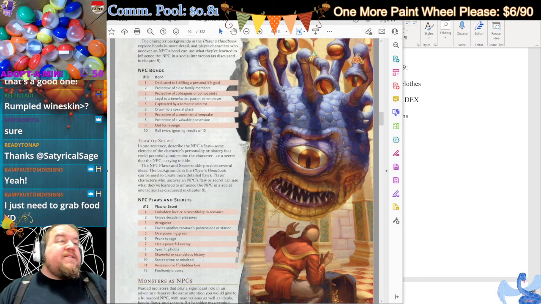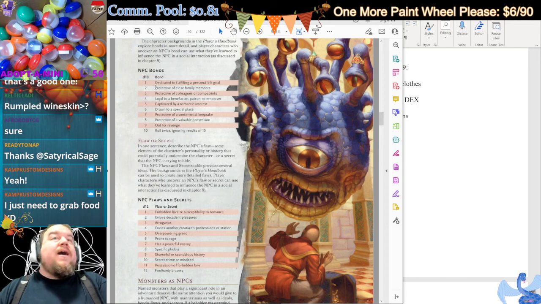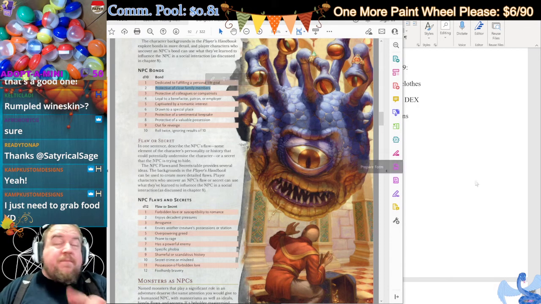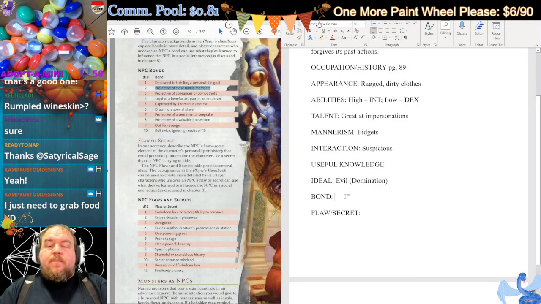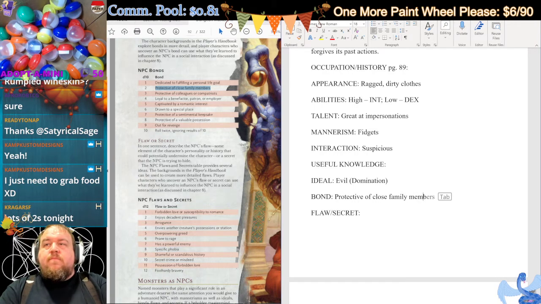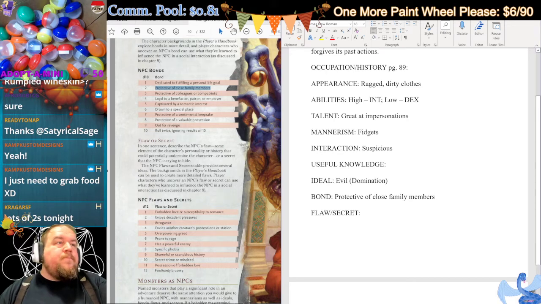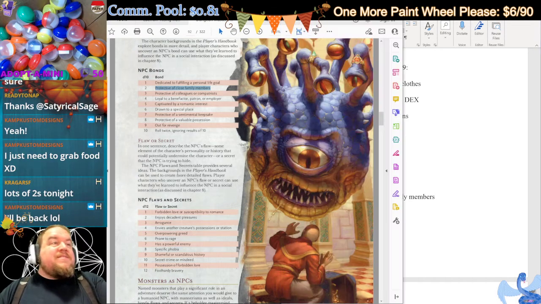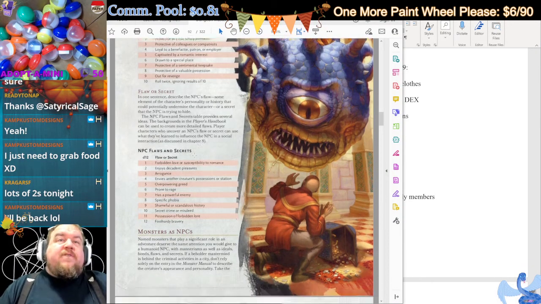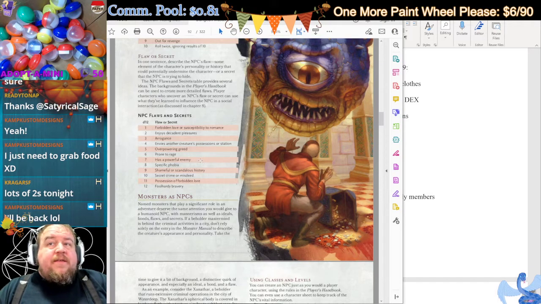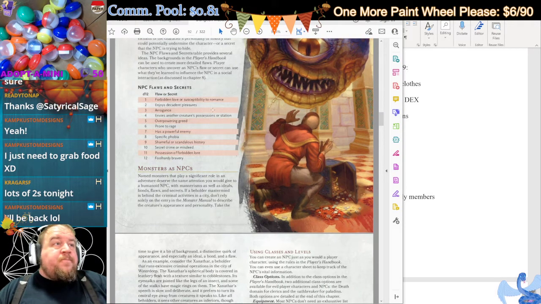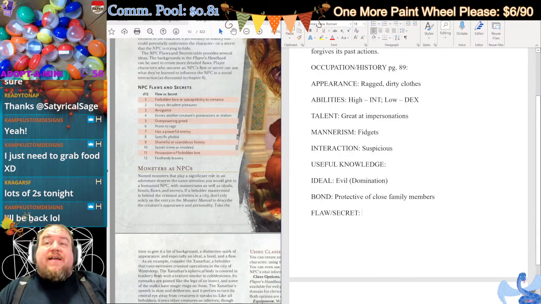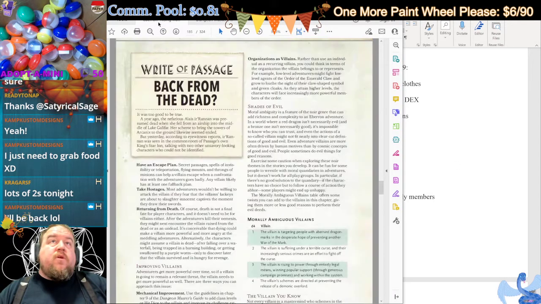You roll the 1D10 and it lands on a 2. Ah, protective of close family members. And lastly, what is a flaw or a secret that this character has? And it's not quite lastly, because there's a couple more things that we can roll into as well.